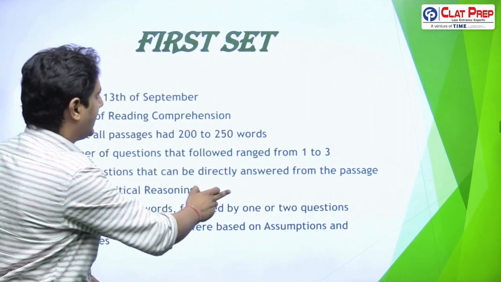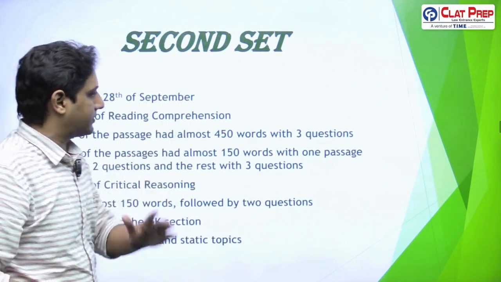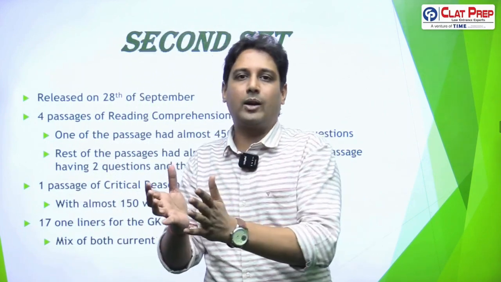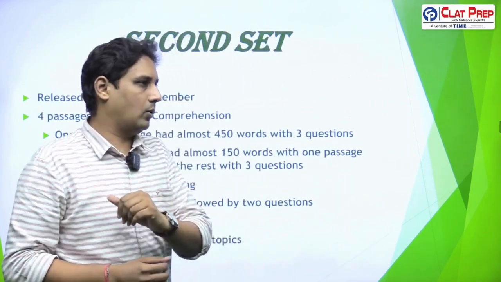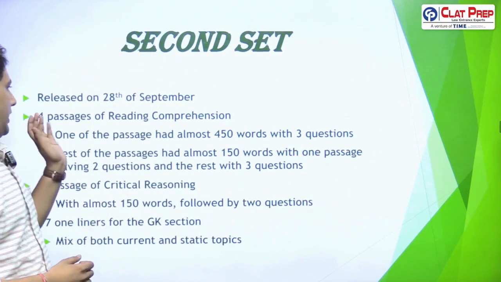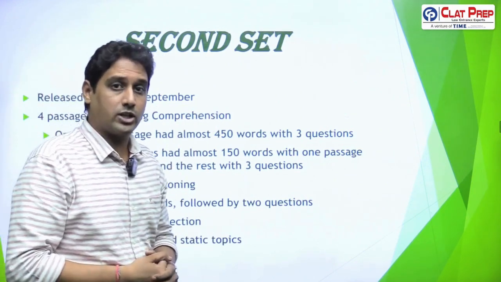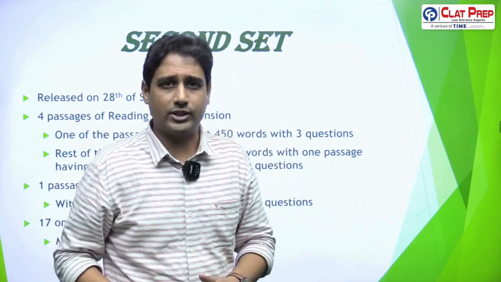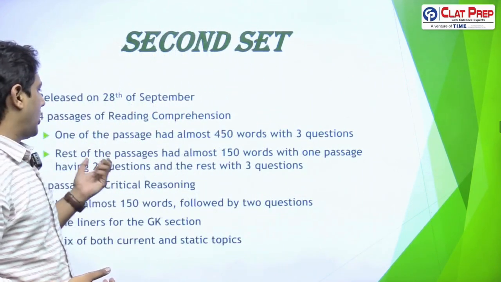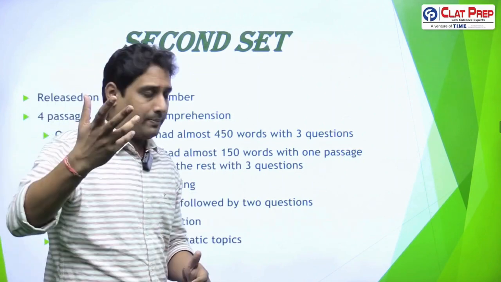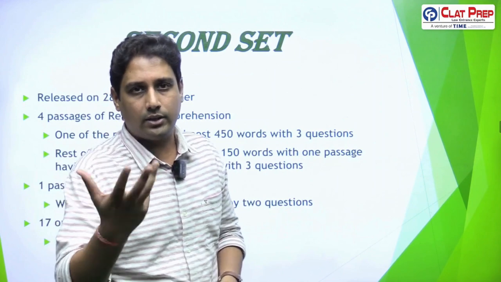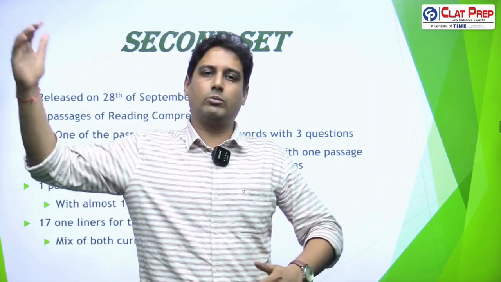Now, when the second set was released on 28th of September, this time they also gave you some sample questions of the GK section. But what was surprising? They gave you only 4 passages of reading comprehension, with one of the passage having almost 450 words with 3 questions, and the remaining passages had almost 150 words with 1 passage having 2 questions, and the rest of the passages having 3 questions. Questions का genre almost same था.